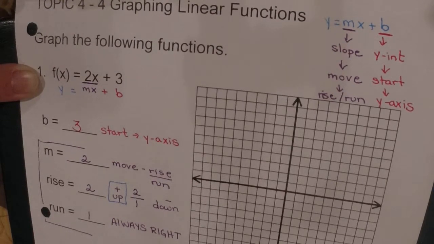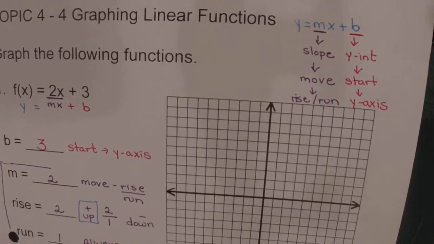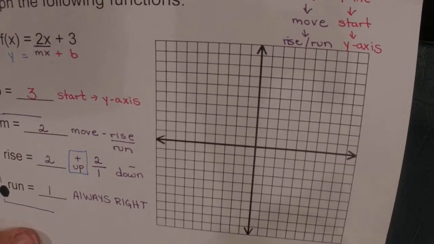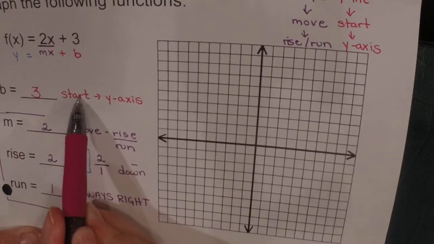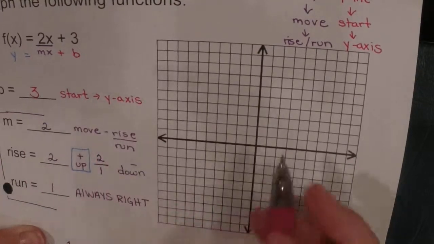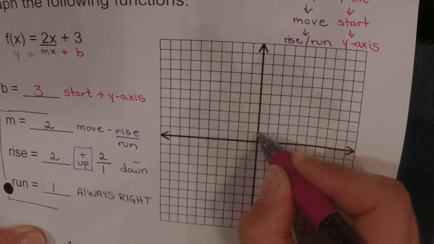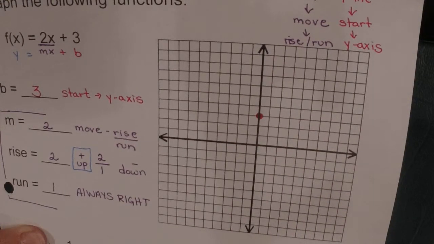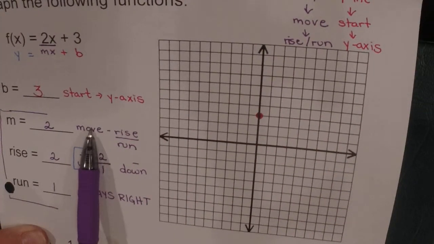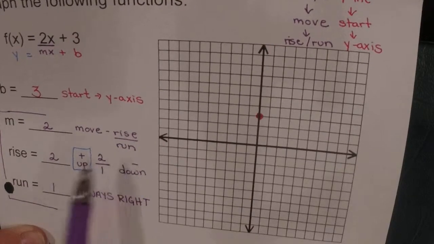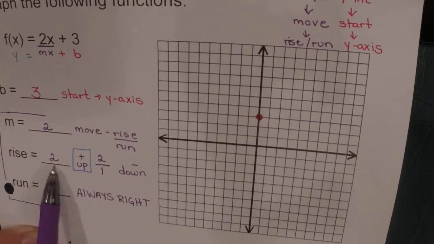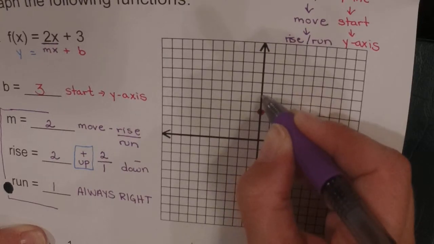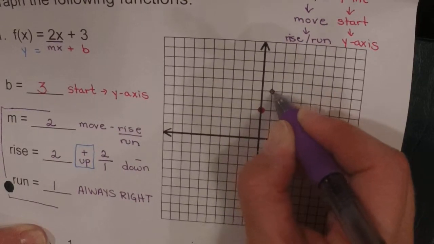So now let's move to our graph. On the graph, there we go, needed to get that where you can see it. We're supposed to start at 3 on the y-axis. So I'd go to the y-axis and go up 1, 2, 3. There's my starting point. Remember, m tells me where to move, and I'm going to move according to my rise and my run. So I'm supposed to go up 2 and then right 1. So from my starting point, up 1, 2, right 1.